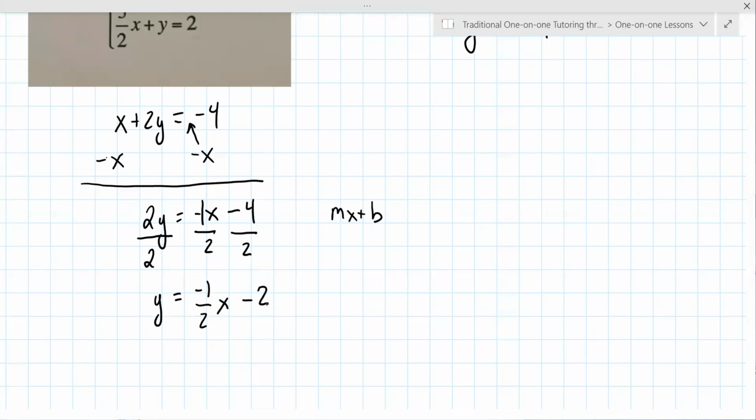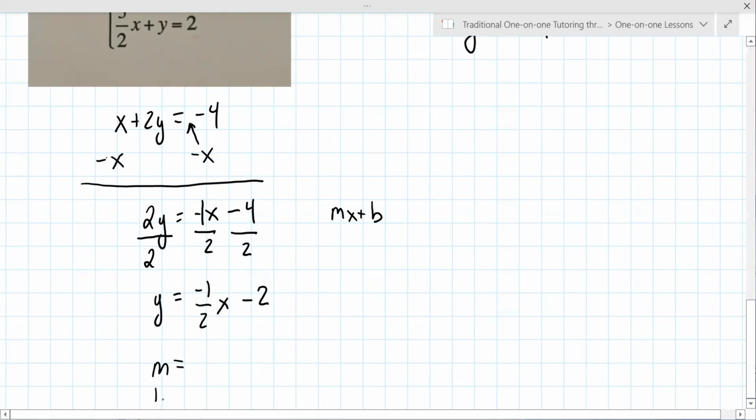Now give me the slope and give me the b value. The slope is -1/2, and the b value is -2. Okay, so the b value is -2. Now the slope is just a number. What's the number? -1/2. So that means down 1, right 2.